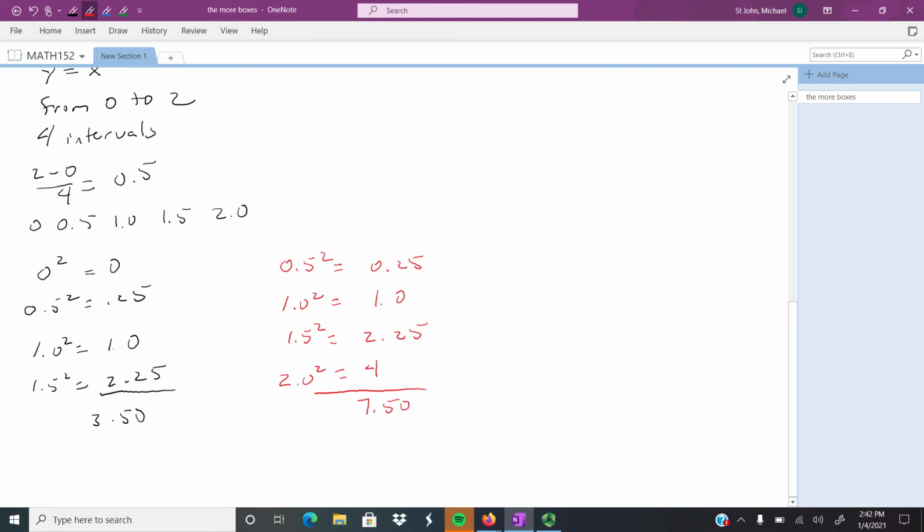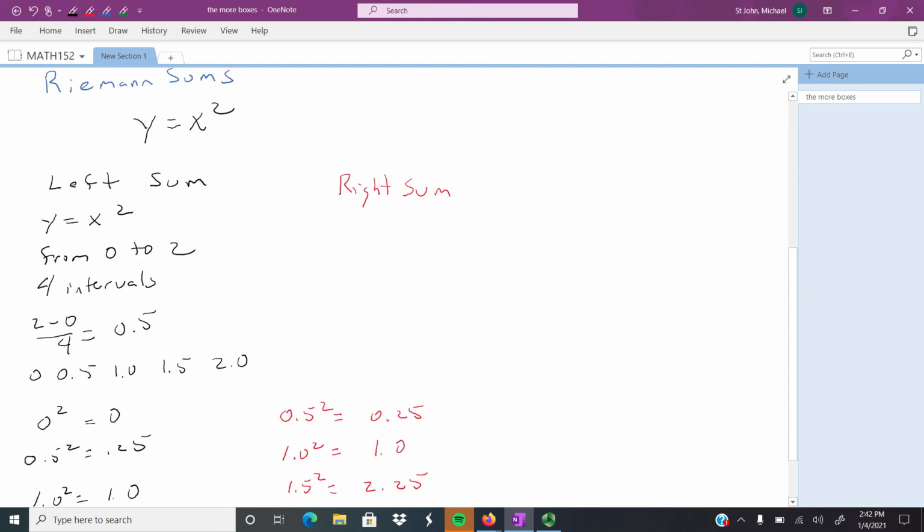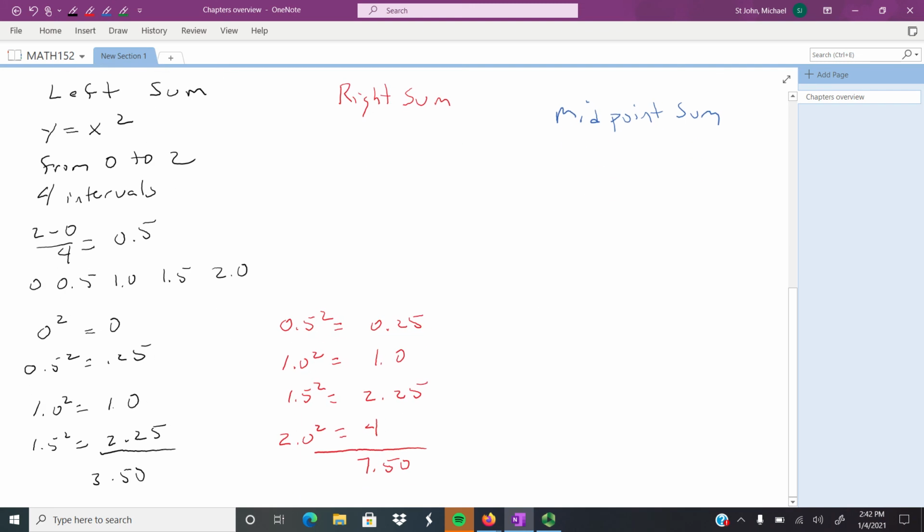Okay. And then we could do the midpoint sum. So the next one is the midpoint sum. So now we're halfway in between. So this is going to now mean 0.25, 0.75, 1.25, and then 1.75. And again, we'll square each one of these.